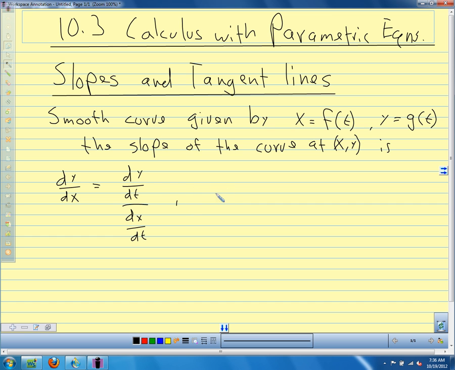where dx/dt is not 0. So in shorthand we could say this is dy/dx equals f prime over g prime. Sorry, I did that upside down, didn't I? g prime over f prime.